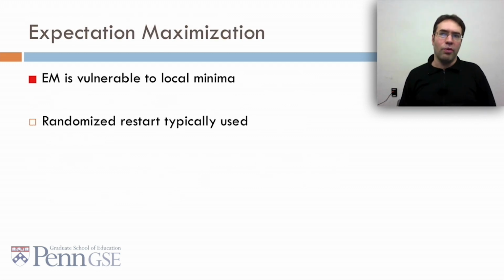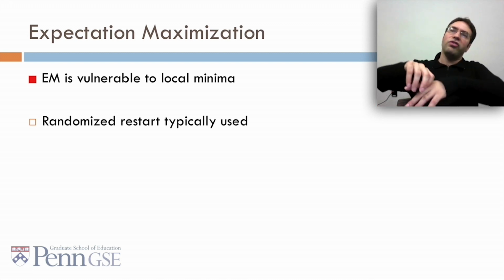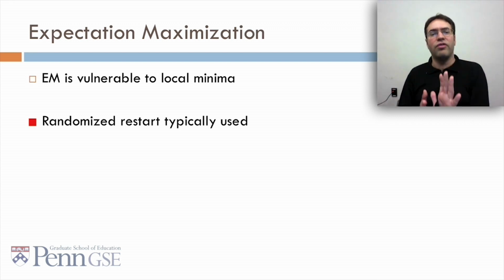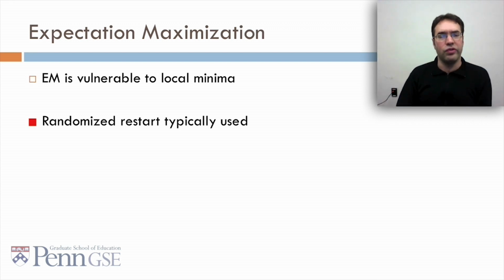EM is vulnerable to local minima, which means that sometimes you get to a parameter space where there's actually a much better one somewhere else, but you can't get to it from where you are. To try to avoid that, randomized restart is typically used.